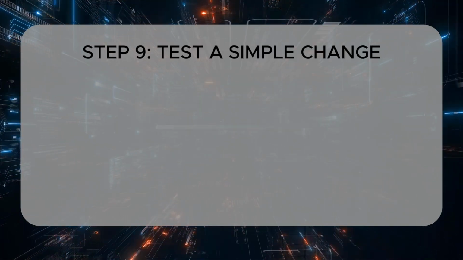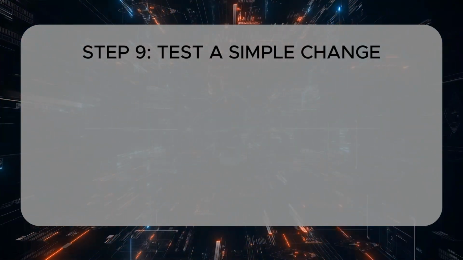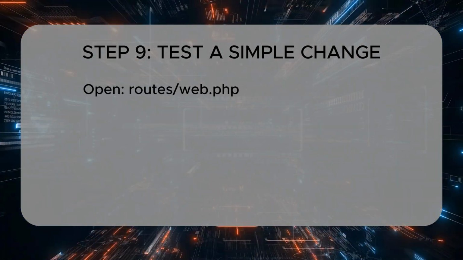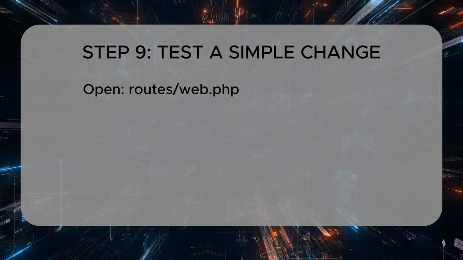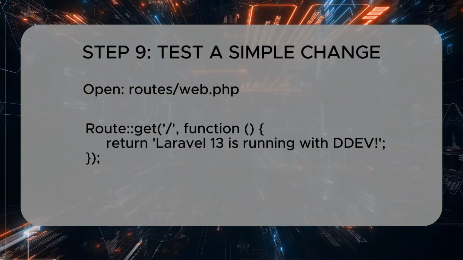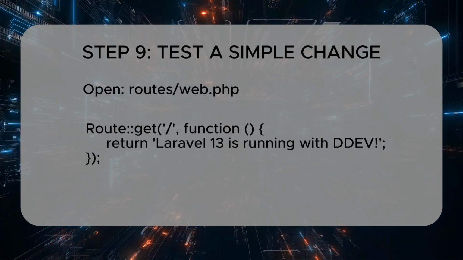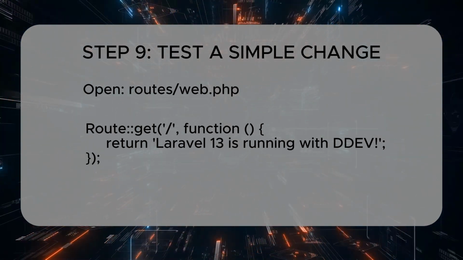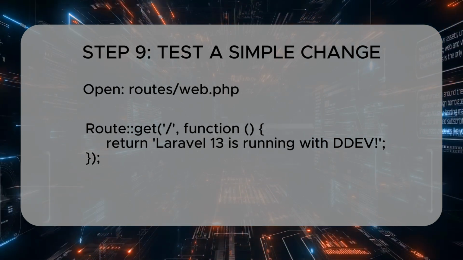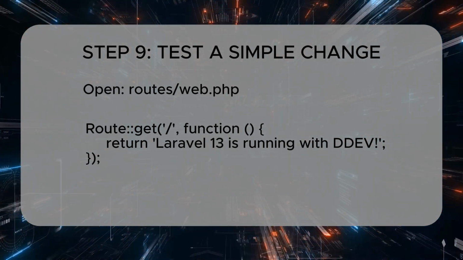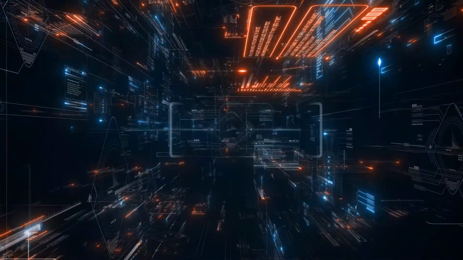Let's make one tiny change to prove everything is working. Open routes/web.php. Find the default route and change it to something simple like that. Save the file, then refresh the browser. And now we can see our updated route in the browser. That confirms Laravel is running. The local URL works, and our project files are connected correctly.